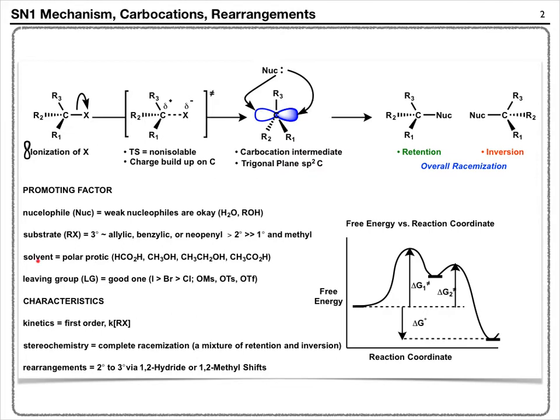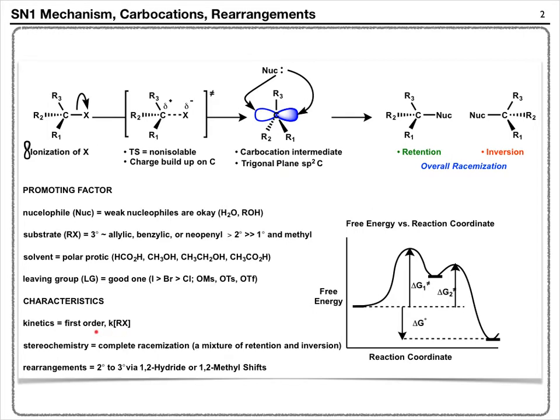So the solvents for SN1 are polar protic, and these can be formic acid, methanol, ethanol, acetic acid. So things that have protic, like OH, whether it's an acid or an alcohol. The leaving groups are the same as SN2. You're following first order kinetics.